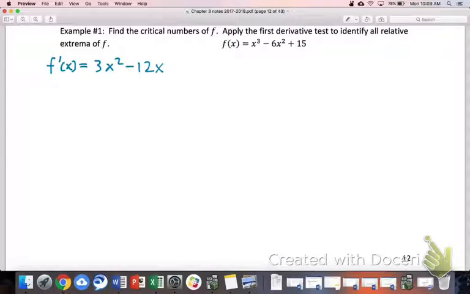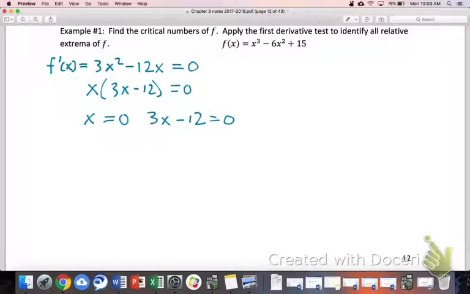So we're going to set this equal to 0. How do we get to the business of solving this? What would you do first? Say again? Factor out an x. Factor out an x, yep. So x times (3x minus 12) equals 0. Do the algebra 2 thing, set each factor equal to 0. And we get x equals 0 and x equals 4. Good?